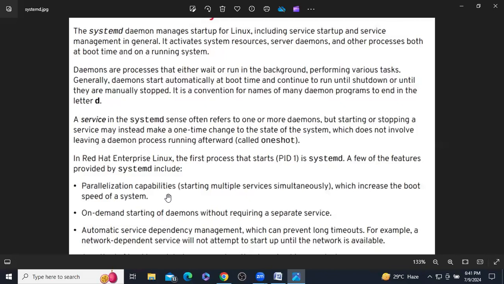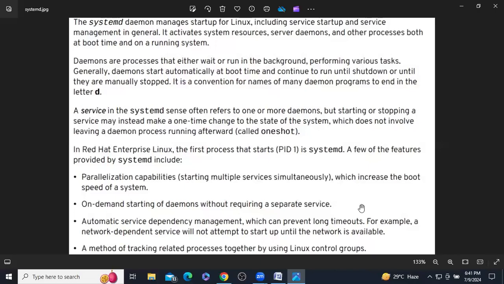Clear? Right. So now, on demand starting of the daemons without requiring a separate service. So you need to start one service, no need to bother about other services. It doesn't need any separate service to start the daemons. On demand means wherever, whenever. That is called on demand. Clear, guys? Good.